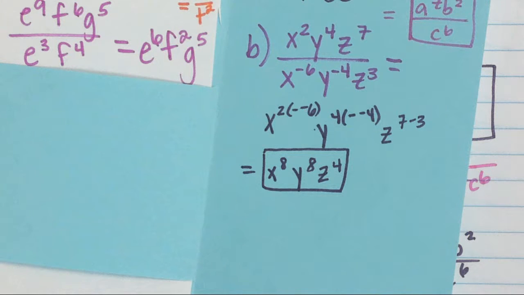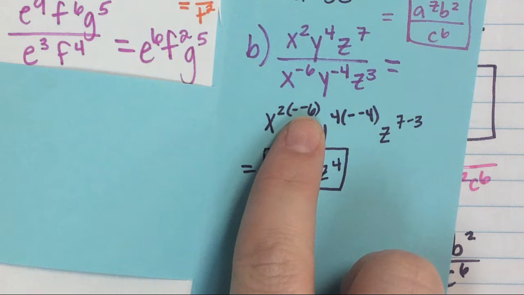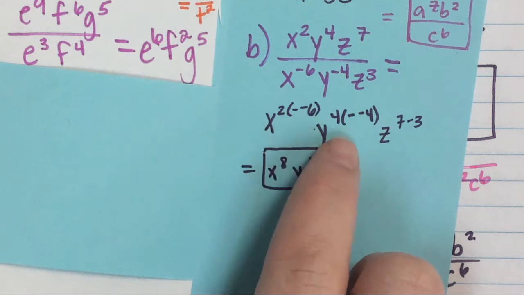Yes, ma'am. Wait, so you're supposed to add those together? How do you subtract? Yeah, I subtracted, but when I subtract the negative, you know it's addition. I'm subtracting a -6. 2 negatives make a positive.